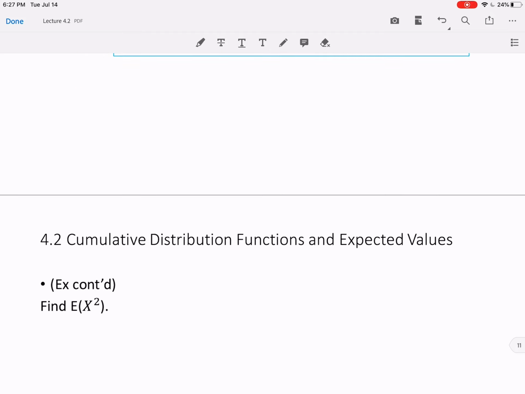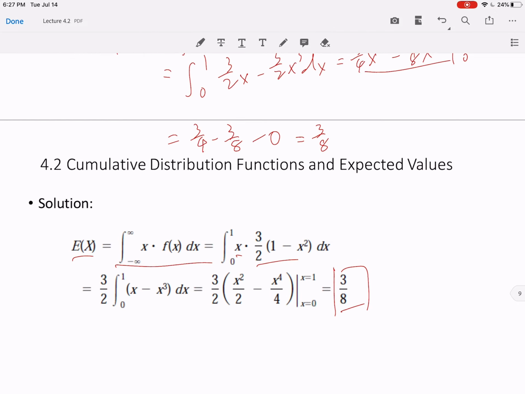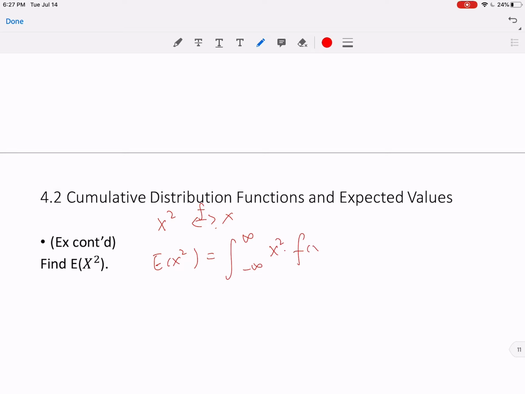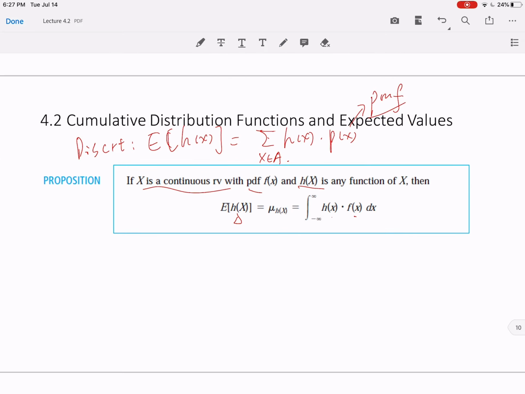Now, let's take a look at this. This is the continuation of the previous example we went over here. In this case, we're looking for the expected value of x squared. Of course, x squared is a function of x, right? So we have that E of x squared would be equal to the integral from negative infinity to positive infinity of x squared times f of x. What we need to do is just apply the formula given here. Since h of x is x squared, we just use x squared there.